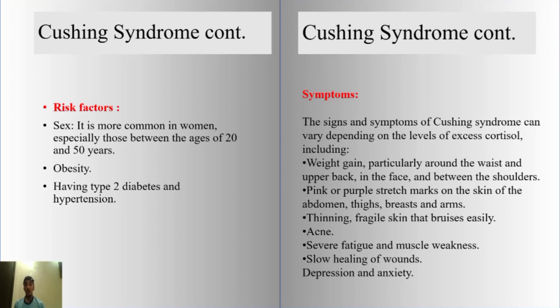The signs and symptoms of Cushing's syndrome can vary depending on the level of excess cortisol, including weight gain, particularly around the waist and upper back, in the face and between the shoulders. Pink or purple stretch marks on the skin of the abdomen, thighs, breast and the arms. Thinning, fragile skin that bruises easily, acne, severe fatigue and muscle weakness, slow healing of wounds, and depression and anxiety.